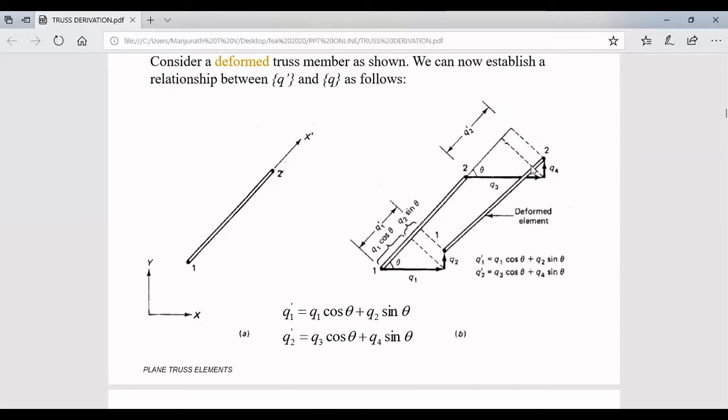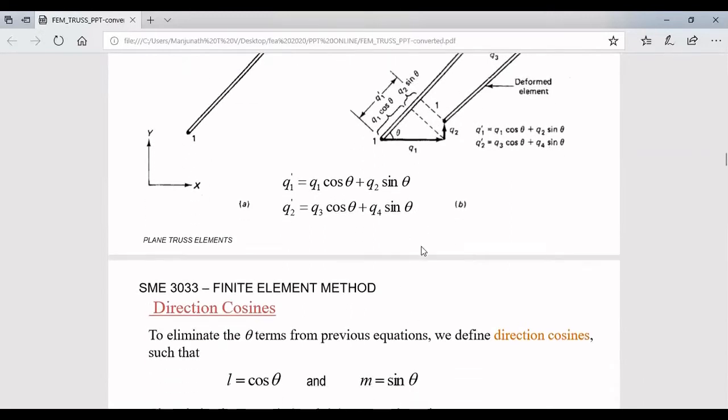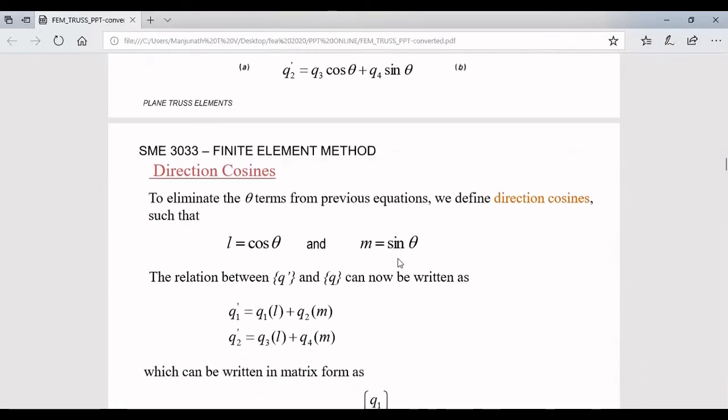In a similar way, at node number 2 we write the total displacement as q2 dash in the local coordinate system. Taking the triangles here, we can find it for q3 and q4: q3 cos theta plus q4 sin theta. Now consider a direction cosine.